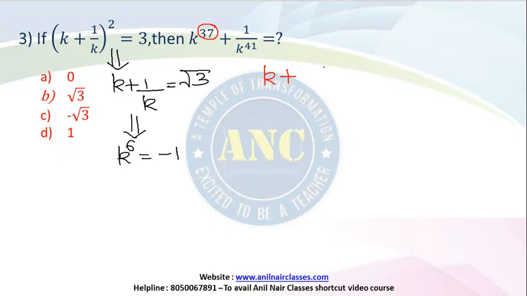K power 41, I can say it as 1 divided by k power 41, which is k divided by k power 42. K power 42 is an odd multiple of 6, so the value is minus 1. K minus k. The answer for this question is 0.